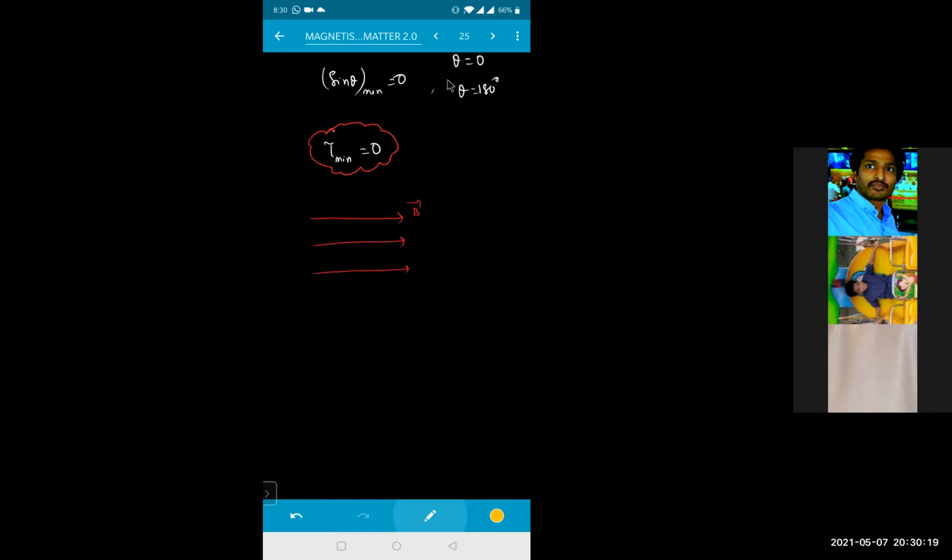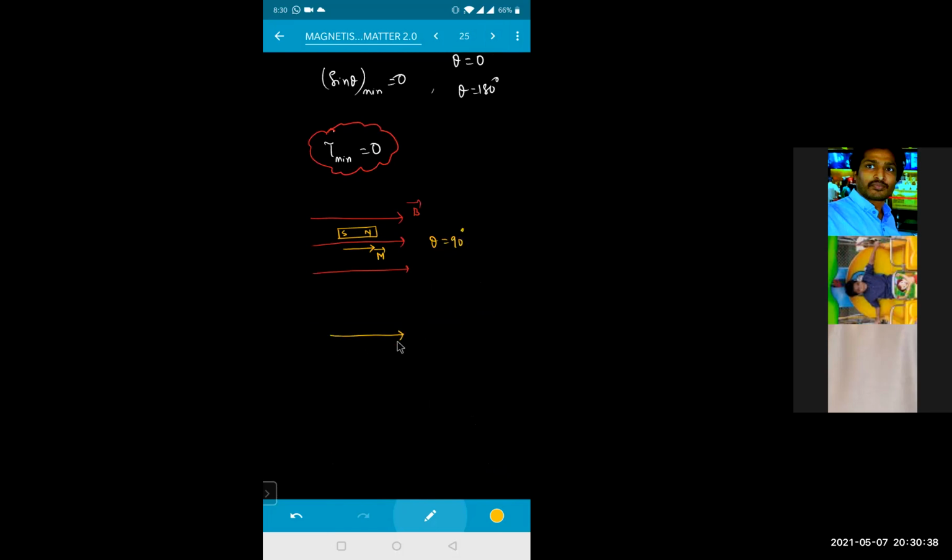Now you need to keep a bar magnet such that the angle between them is 90 degrees. When will it be 90 degrees? If I make this bar magnet lie in this direction, like this is south and this is north, the magnetic moment will be in this direction, M bar. So the angle between these two vectors will become how much? 90 degrees.